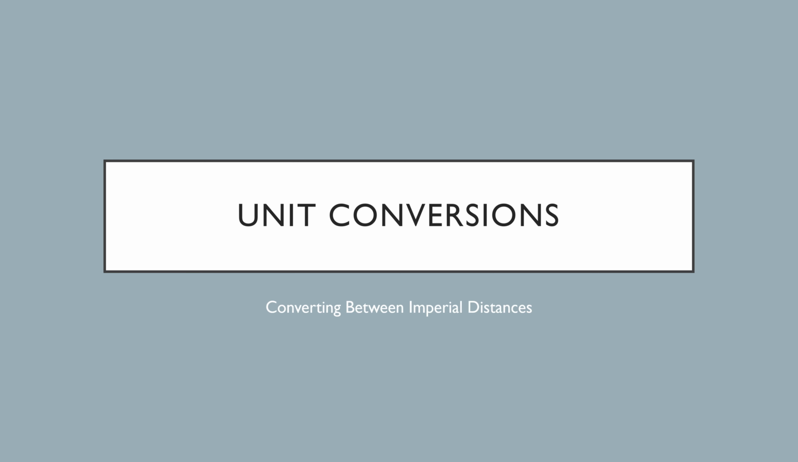Unlike the metric system, there's no easy way to get around converting units in the imperial system. We're going to take a look at just imperial distances in this example. So that means inches, feet, miles, and yards. And we're going to take a look at how we can convert between any of those units.